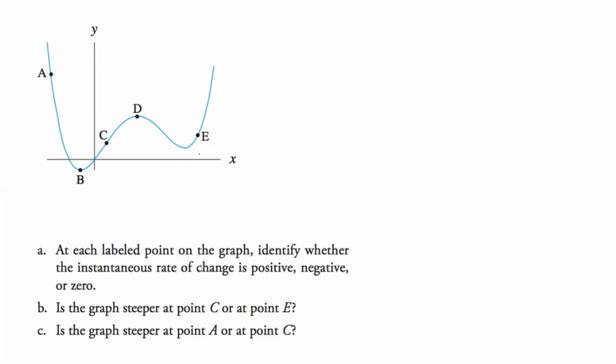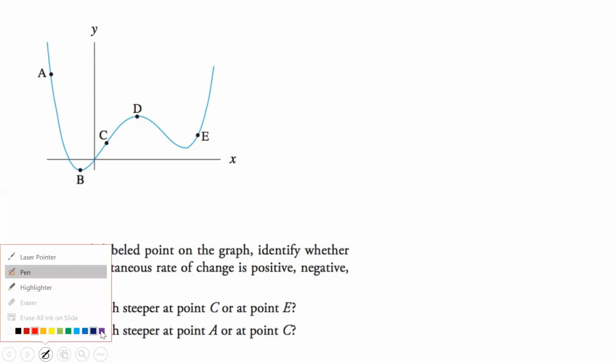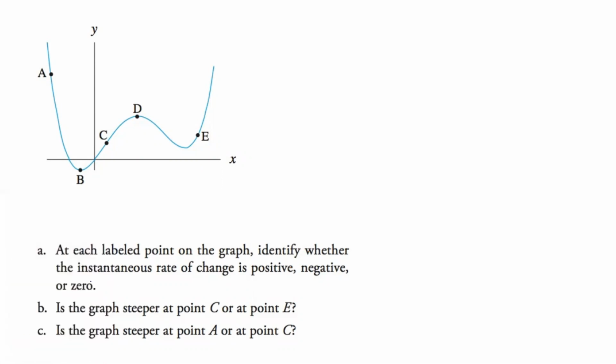So on this one, it says, at each labeled point on the graph, identify whether the instantaneous rate of change is positive, negative, or zero. Then we're supposed to say, is the graph steeper at point C or point E? And then is the graph steeper at point A or point C? All right, so if we drew a tangent line here, that would be what its slope would be. So what is A?